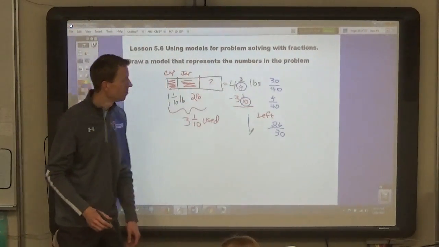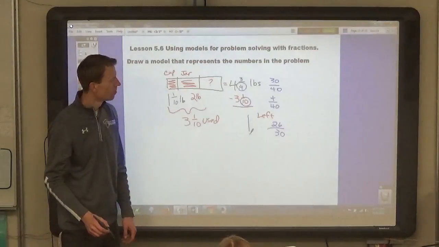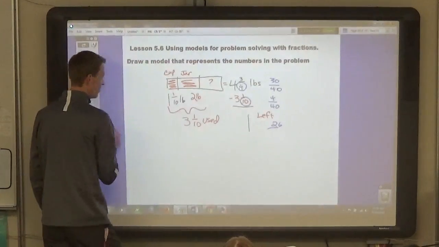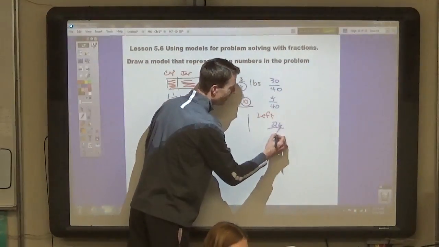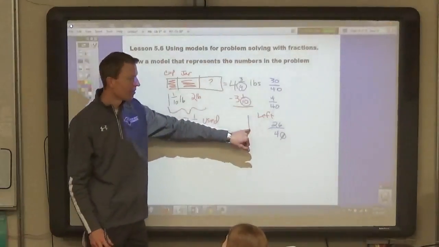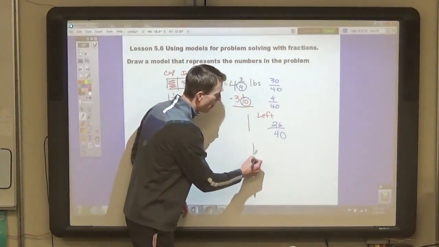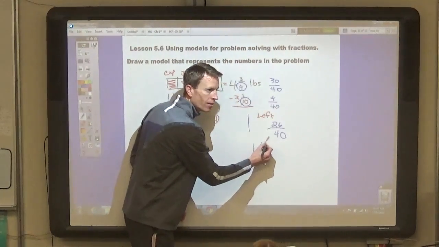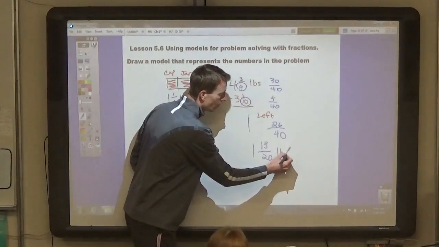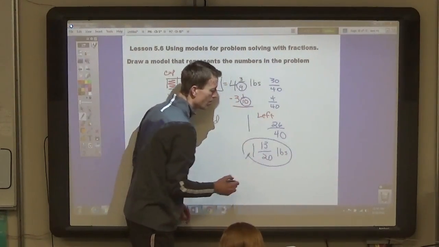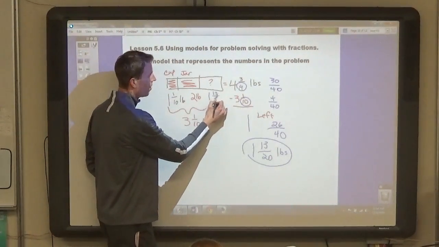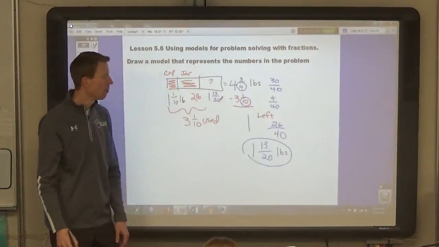Isn't it going to be 40? Oh, 40. Yeah, I'm sorry. I looked at this 30 and wrote 30 instead of 40. Okay. Then reduce it to 1 and 13/20 pounds. The remaining amount.